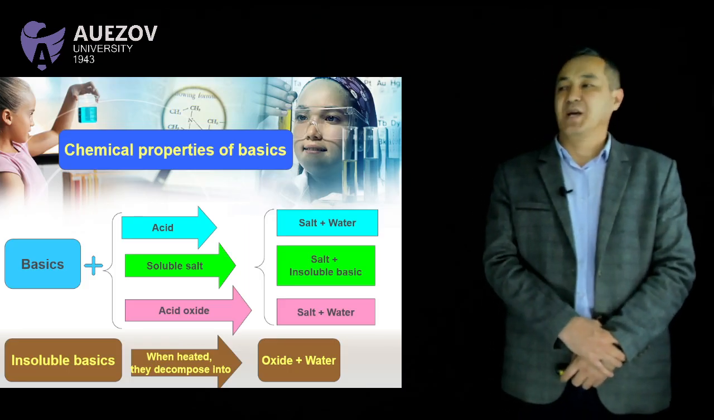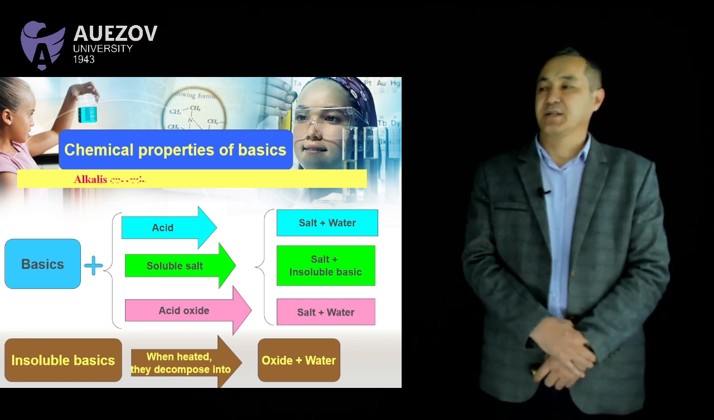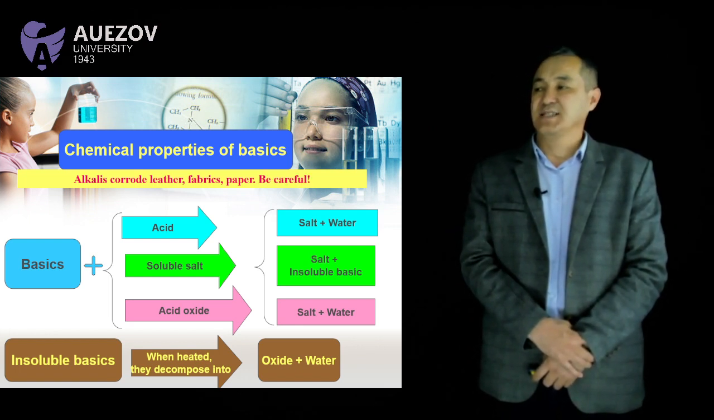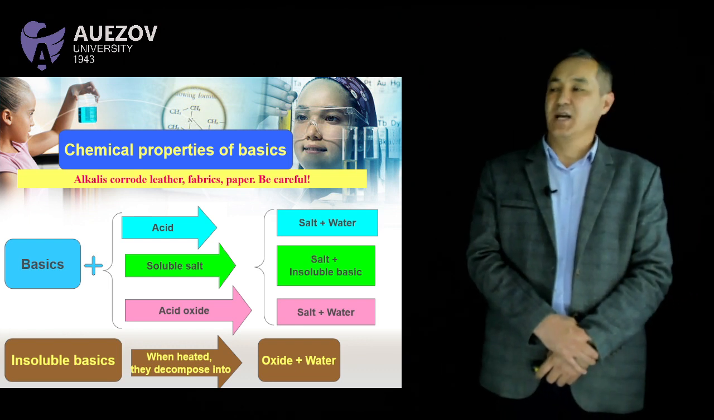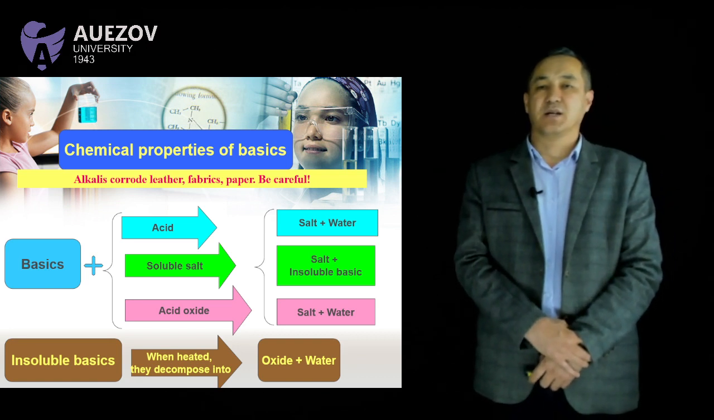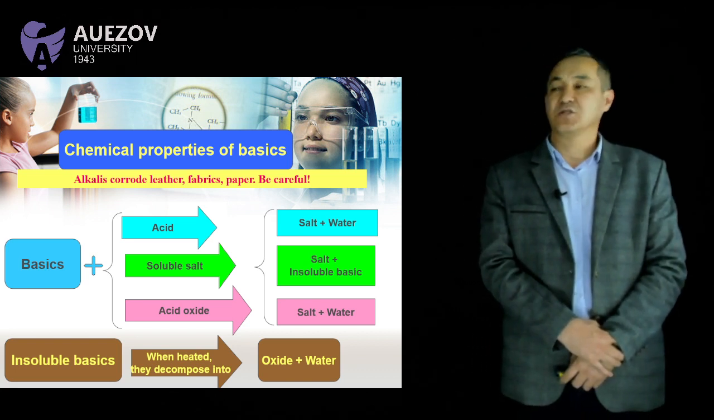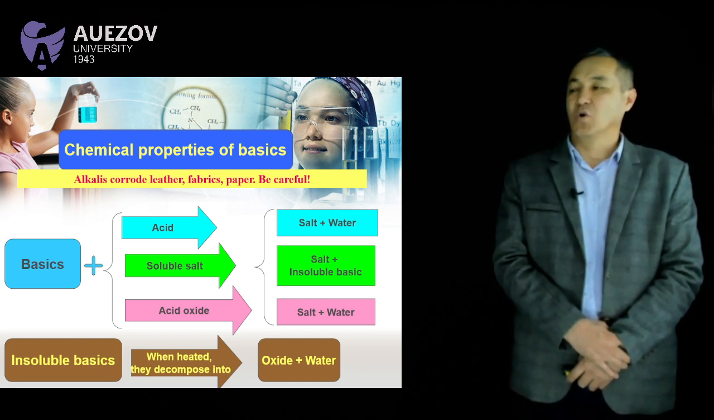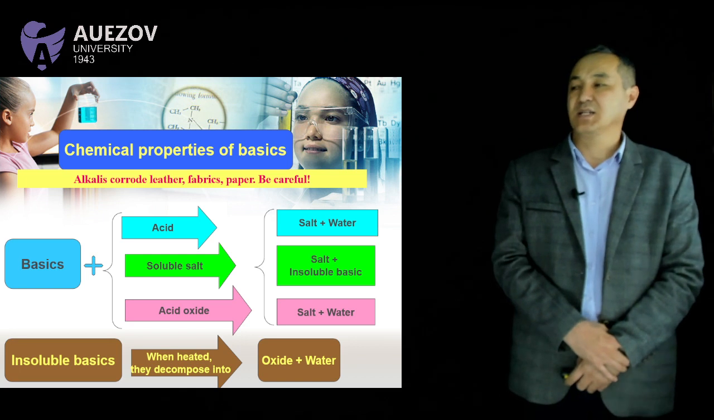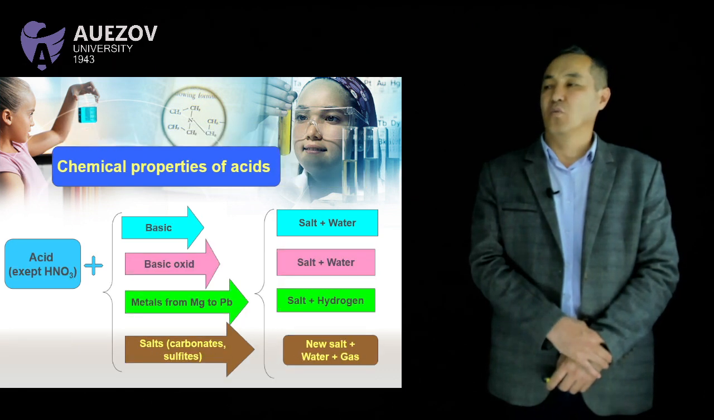Chemical properties of bases. Bases can react with several types of chemical compounds, such as acids, soluble salts, acid oxides, and others. In these reactions, we can obtain salt plus water, salt plus insoluble base. Insoluble bases, when we heat them, decompose into oxide and water.